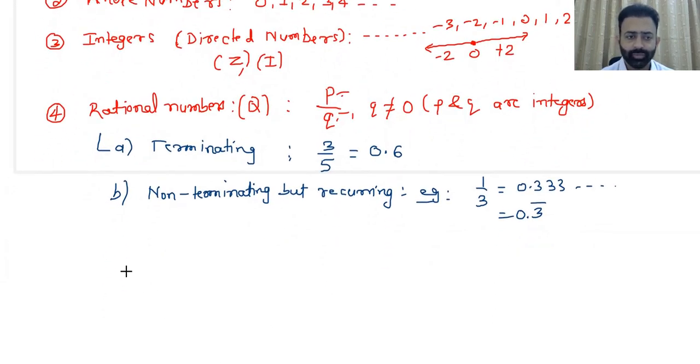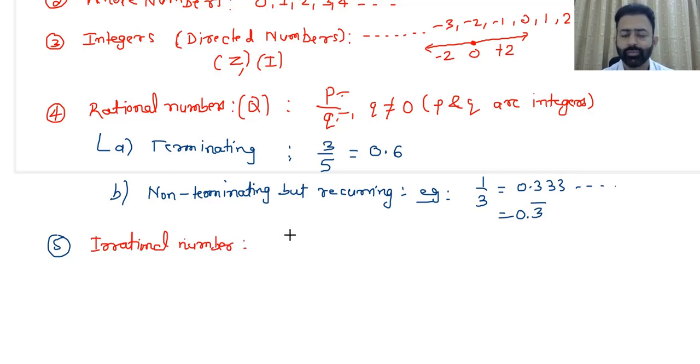Next comes the irrational numbers, right? The definition of irrational numbers is just the opposite of rational numbers. For irrational numbers, there is no particular notation for denoting these.